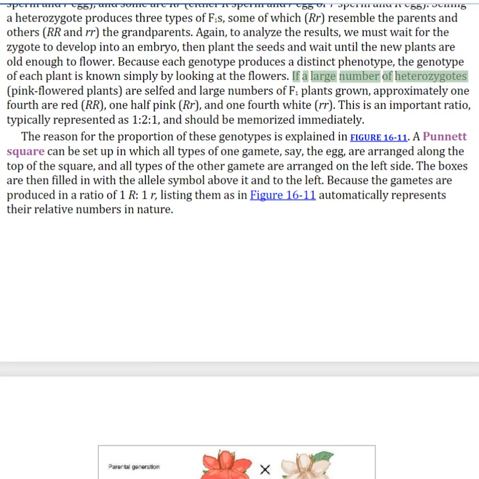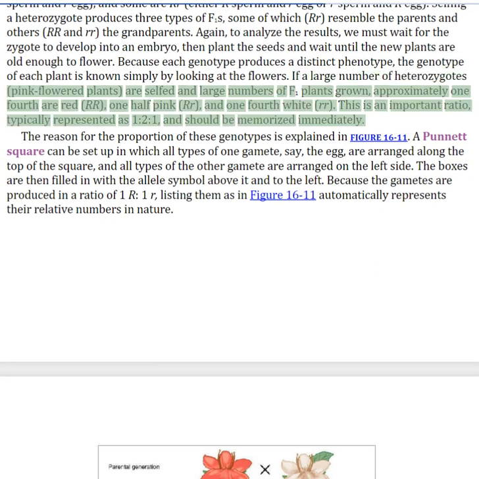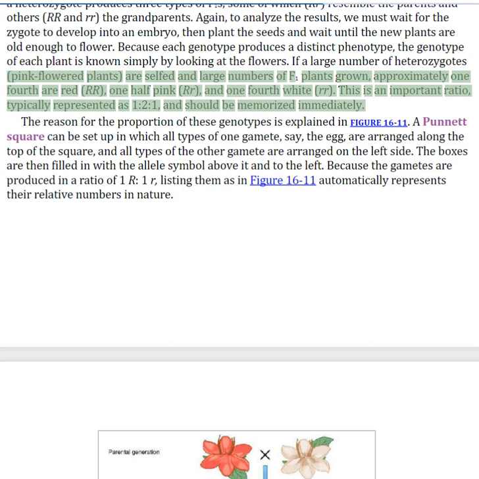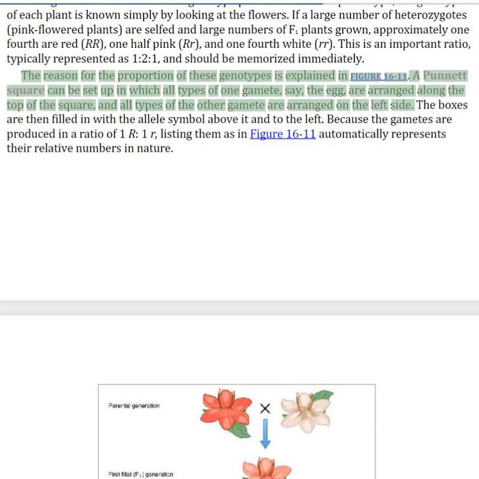If a large number of heterozygotes are selfed and large numbers of F2 plants grown, approximately 1/4 are red, 1/2 pink, and 1/4 white. This is an important ratio, typically represented as 1:2:1, and should be memorized immediately. The reason for the proportion of these genotypes is explained in Figure 16:11.